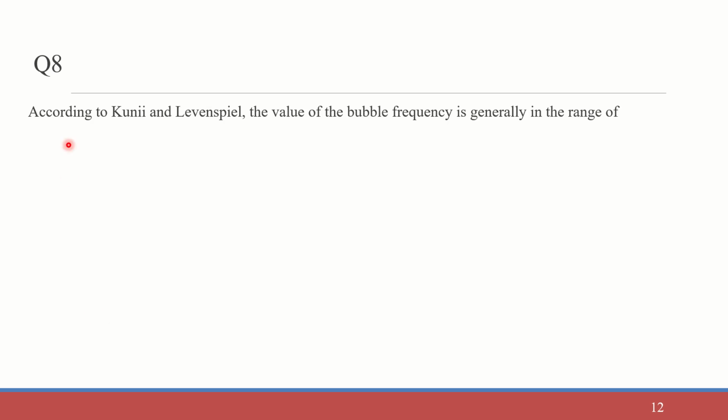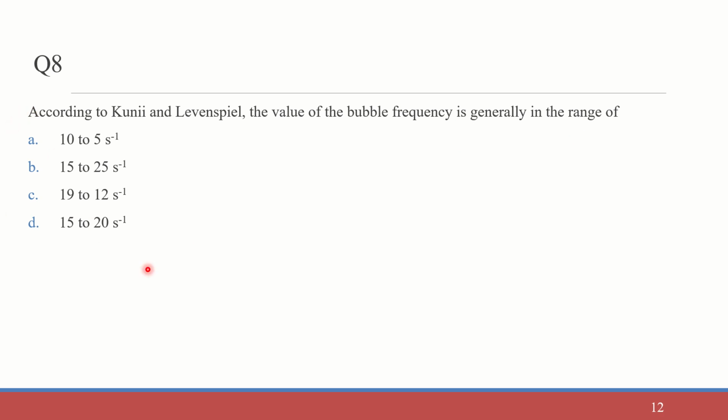In question 8, it is given that according to Cunha and Levenspiel, the value of bubble frequency is generally in the range of dash. Let us look at the options first. Option A, 10 to 5 per second; option B, 15 to 25 per second; option C, 19 to 12 per second; option D, 15 to 20 per second. So what are they asking? According to the Cunha-Levenspiel model, we are asked to find the value of the bubble frequency. The bubble frequency is the number of bubbles per second.